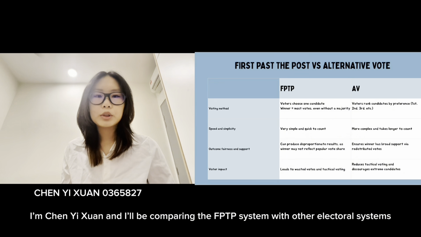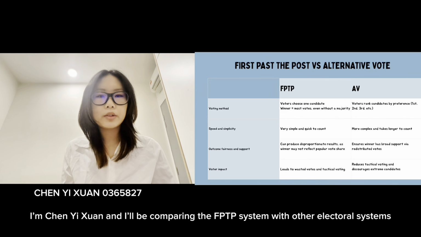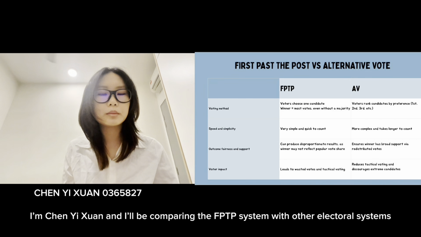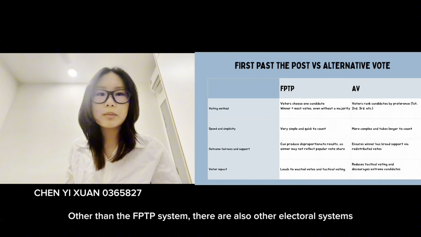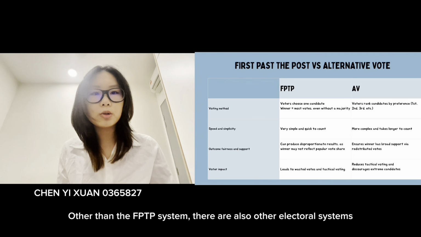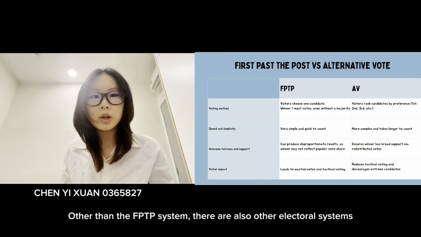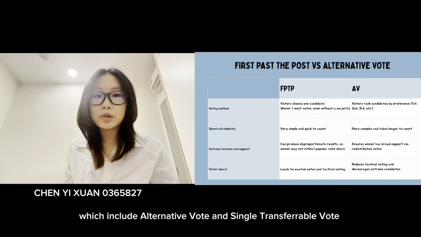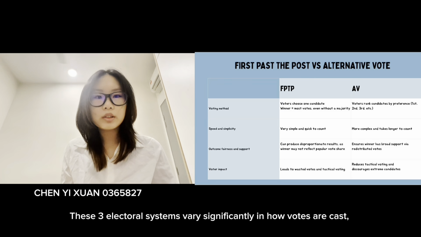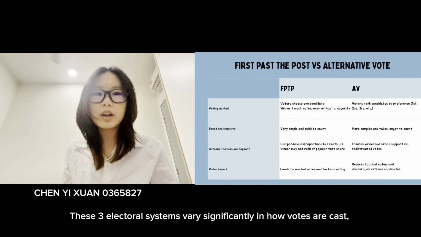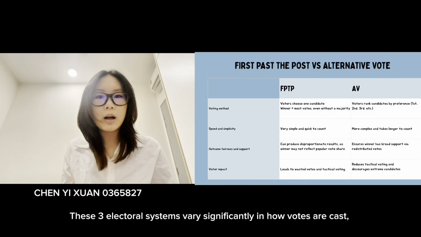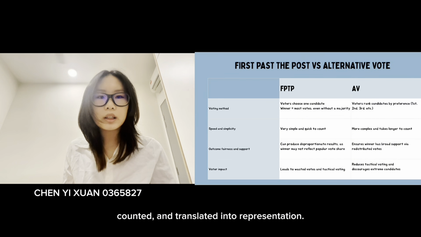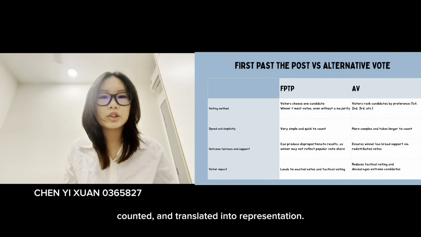Thank you. I'm Chen Yixuan, and I'll be comparing the first past the post system with other electoral systems. Other than the first past the post system, there are also other electoral systems, which include alternative vote and single transferable vote. These three different electoral systems vary significantly in how votes are cast, counted, and translated into representation.